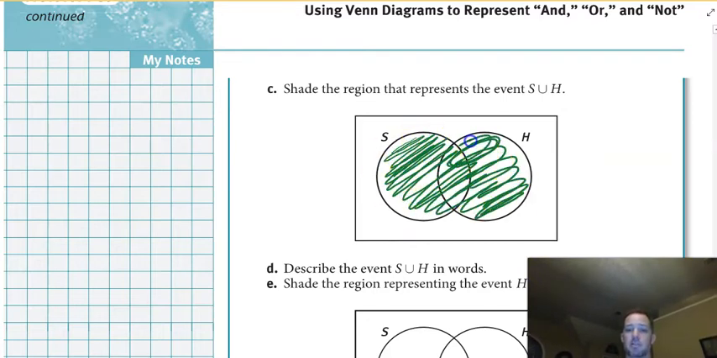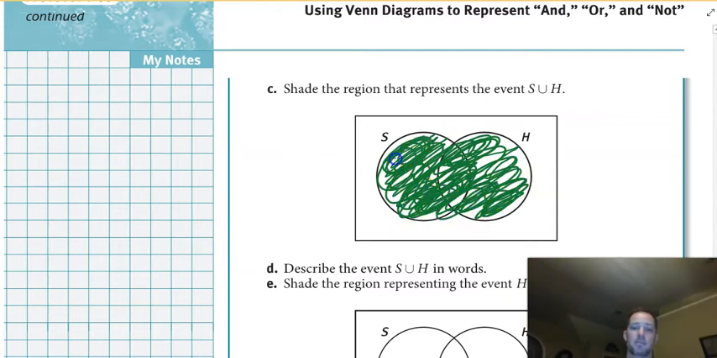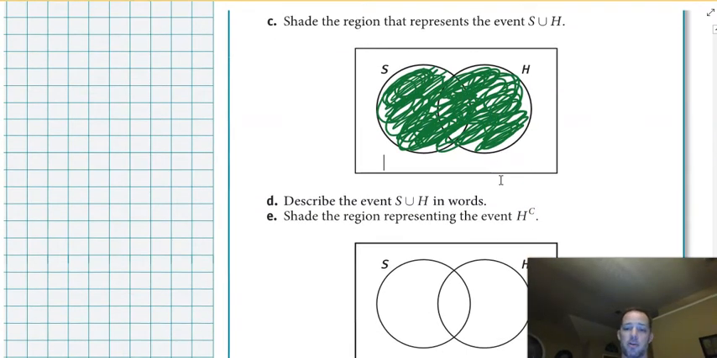So imagine they're turned into one shape. S and H are turned into one shape. You'd get this figure 8 or peanut shape here. Describe in words, that is soccer or honor roll. So all of these students are in soccer or honor roll.